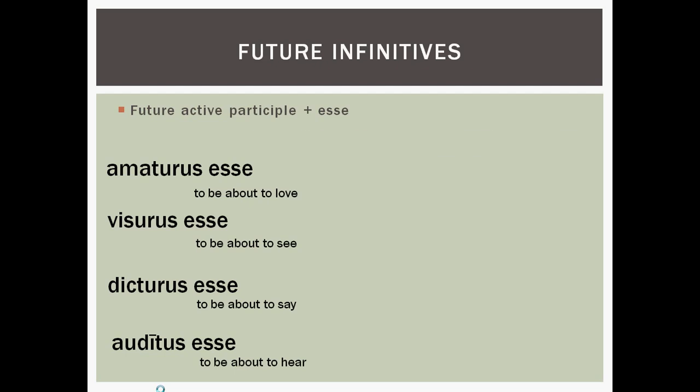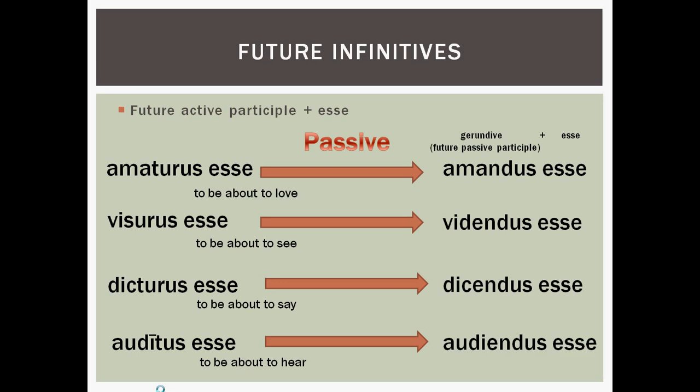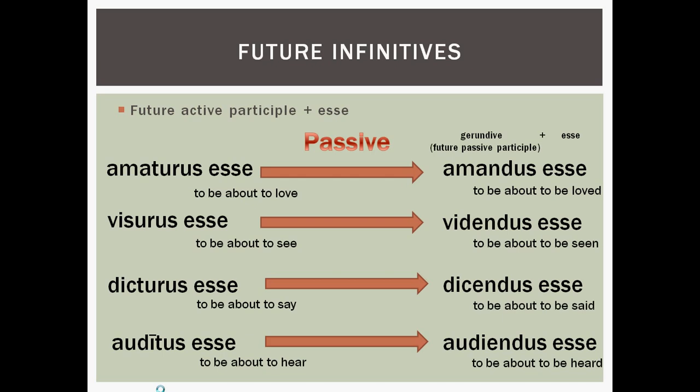I'm sorry about that. To make these passive, we're going to use the future passive participle. And remember, that's actually the gerundive, which you can identify with the nd in it. So amandus, videndus, dicendus, and audiendus. And again, the translation of these is very strange: to be about to be verbed. And with both of these types of infinitives, you may often see the esse left off, and you'll just see the participle.